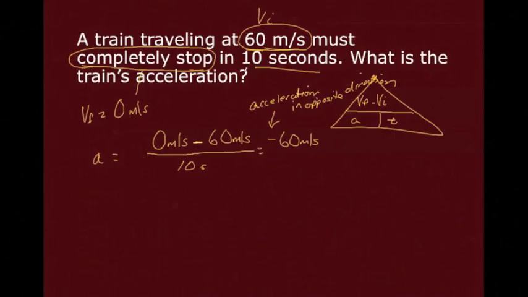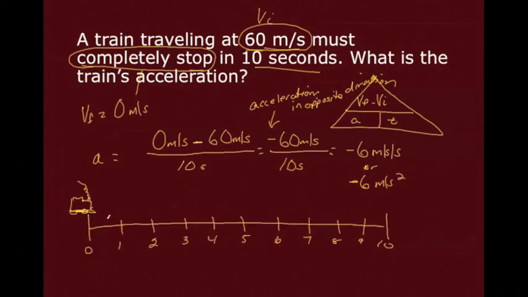And if you read the problem, that makes sense. A train is going from 60 meters per second to 0 meters per second. So it's slowing down. Well, how fast is it slowing down? Well, if it goes negative 60 meters per second in 10 seconds, it's slowing down at a rate of negative 6 meters per second every second, or negative 6 meters per second squared. So every second, that train is slowing down 6 meters per second.